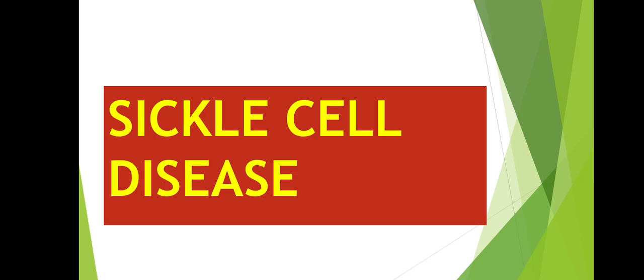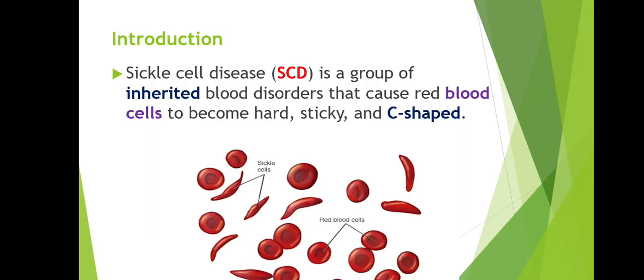Okay, so what is sickle cell disease? It is called sickle cell disease because there are a number of classifications of sickle cell disease. So what is sickle cell disease? Of course, it is a hematological disorder, something to do with blood. Sickle cell disease is a group of inherited blood disorders that cause red blood cells to become hard, sticky, and C-shaped.